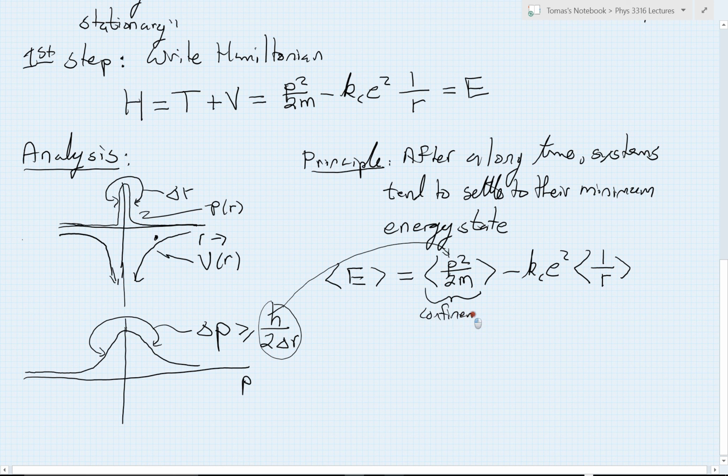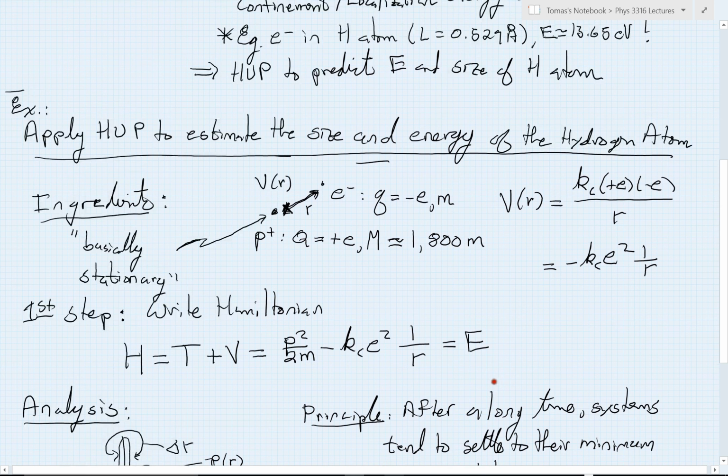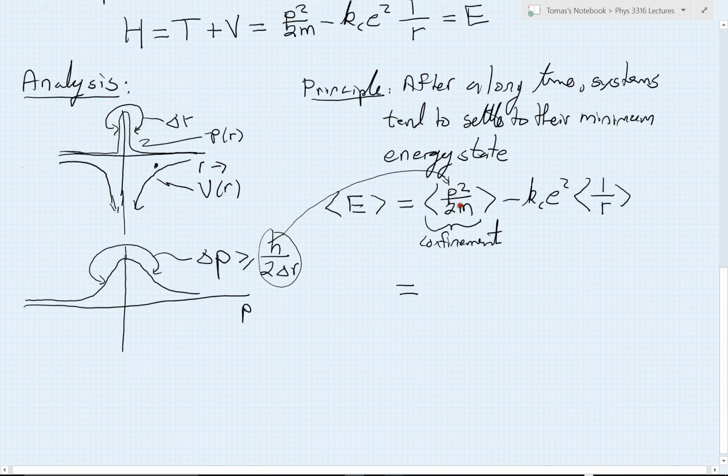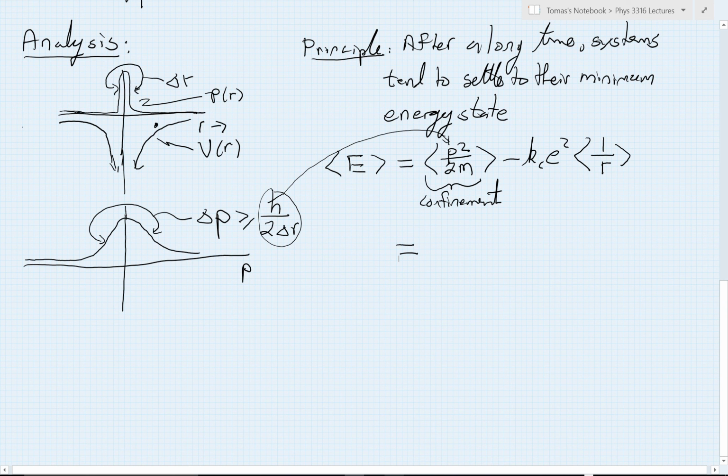And we already have a nice expression for that, so I'm not going to repeat that argument. But the confinement energy is h bar squared over twice the mass times the square of the size of the region to which we've confined things. So that's h bar squared over twice the mass of the electron times the size of the confinement region, this delta R quantity, squared, like so.